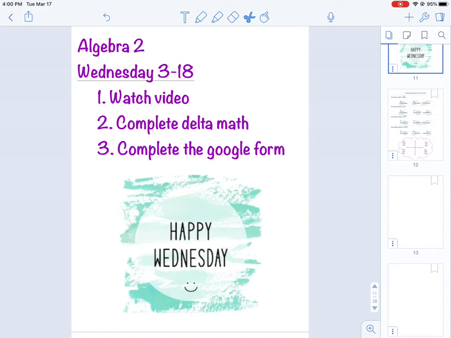For math, we're going to continue to just review for a few days. That way we all kind of get used to what this distance learning is going to look like and what the format's going to be before we start learning new material. So here's our plan for today.